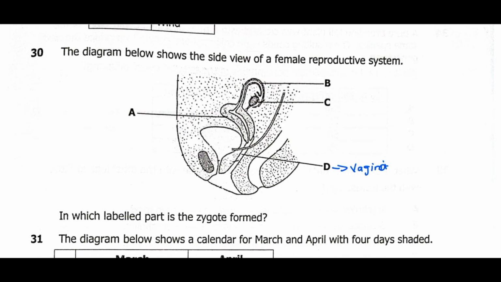Then A has to do with the uterus, which has the endometrium. C is the ovary, which produces ovum and other hormones. Then B is the oviduct. This is where fertilization occurs. After fertilization, the egg is known as a zygote. So the answer is B.